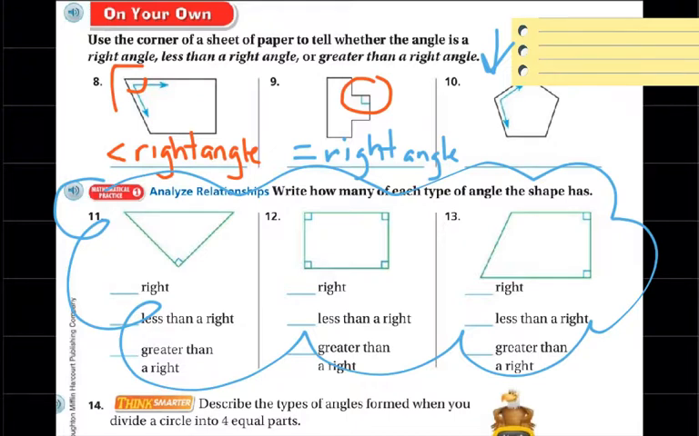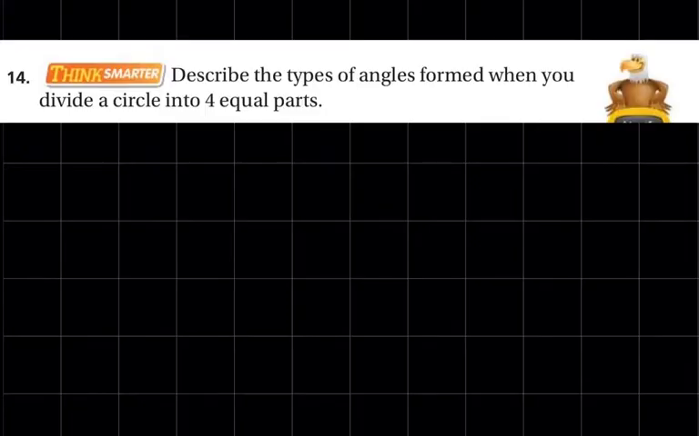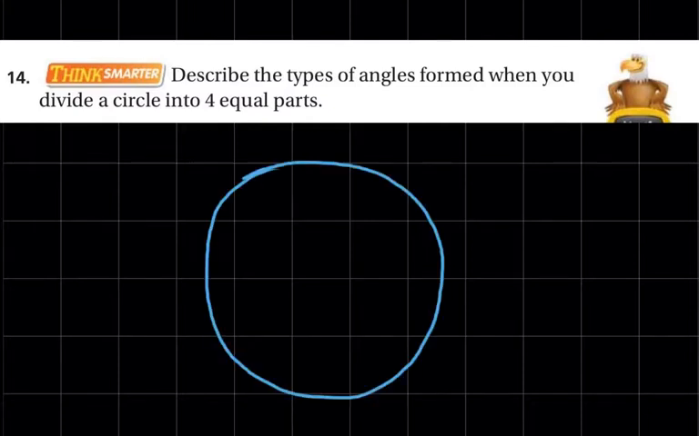And while I really didn't want this video to go this long, I did want to look at number 14. It says describe the types of angles formed when you divide a circle into 4 equal parts. So first we need a circle, and then we need to divide the circle into 4 equal parts. And there you have it. I have 4 equal parts. I had to draw perpendicular lines to divide it into 4 equal parts. And it's asking you to describe the types of angles formed.